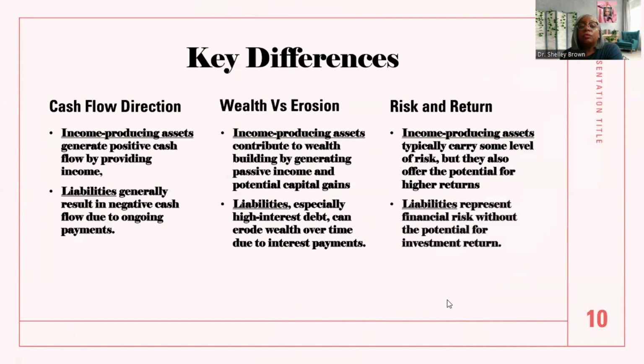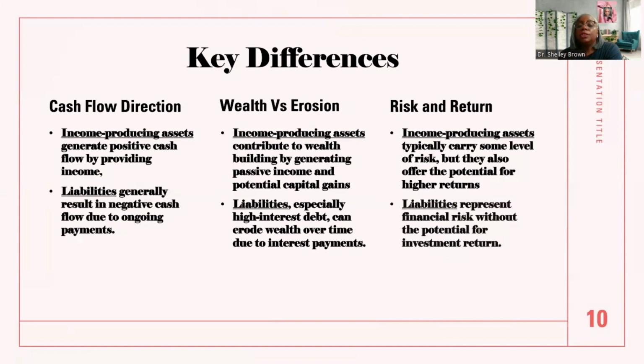Another difference is wealth versus erosion. Income producing assets contribute to wealth building by generating passive income and potential capital gains. That's your rental income and dividends from stocks. Liabilities, especially high interest debt, can erode wealth over time due to interest payments. That's those credit cards.